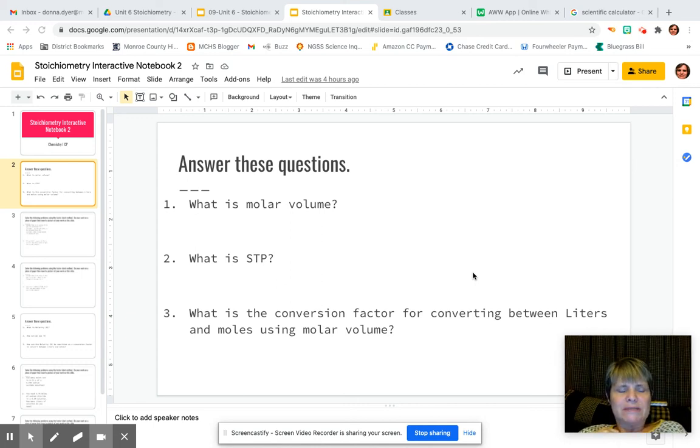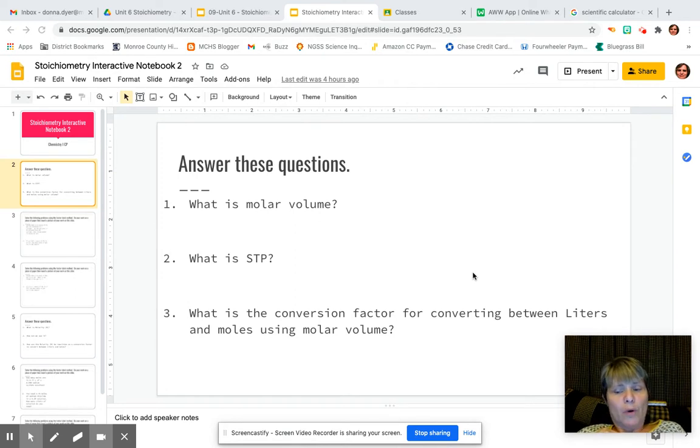We're going today to be continuing with stoichiometry. On Friday, we learned how to convert between moles and particles. We used the conversion factor that 1 mole is equal to 6.02 times 10 to the 23rd particles. And again, those particles can be atoms, molecules, or formula units, just depending upon which type of matter we're talking about, whether we're talking about an element, a molecular compound, or an ionic compound.